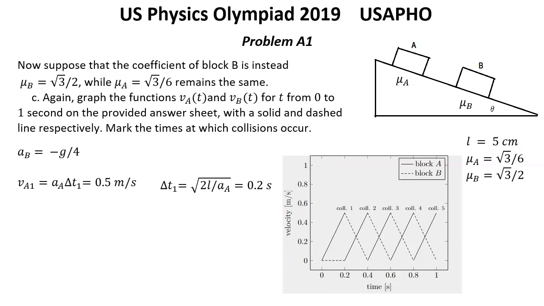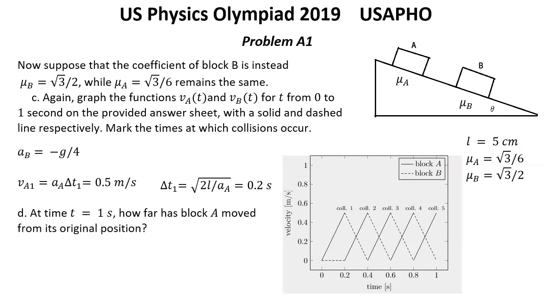So it means that after the first collision, blocks will exchange velocity. So block B will get velocity 0.5 meters per second, and block A will stop. After that, block A starts to move the same distance before collision with block B, but block B will stop exactly 0.2 seconds after the first collision, and both blocks will move distance L, and so on. That will be the graph for question C.